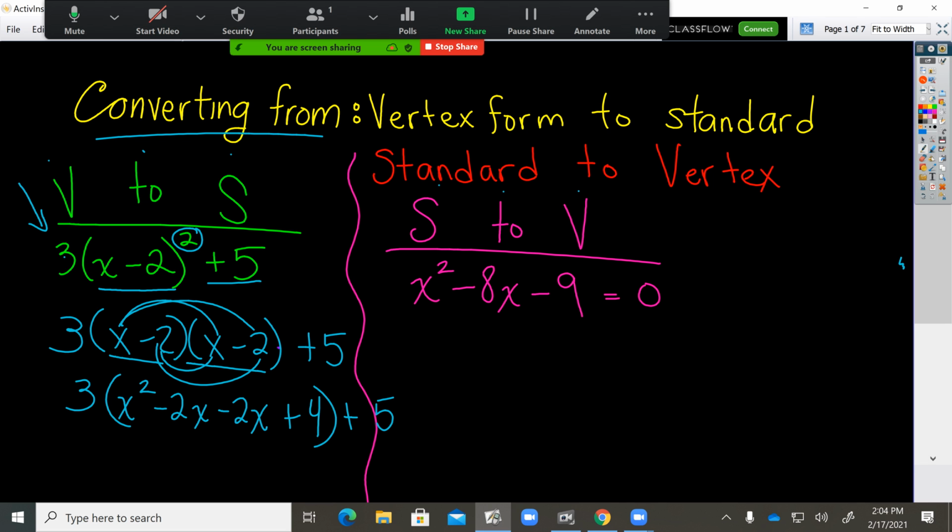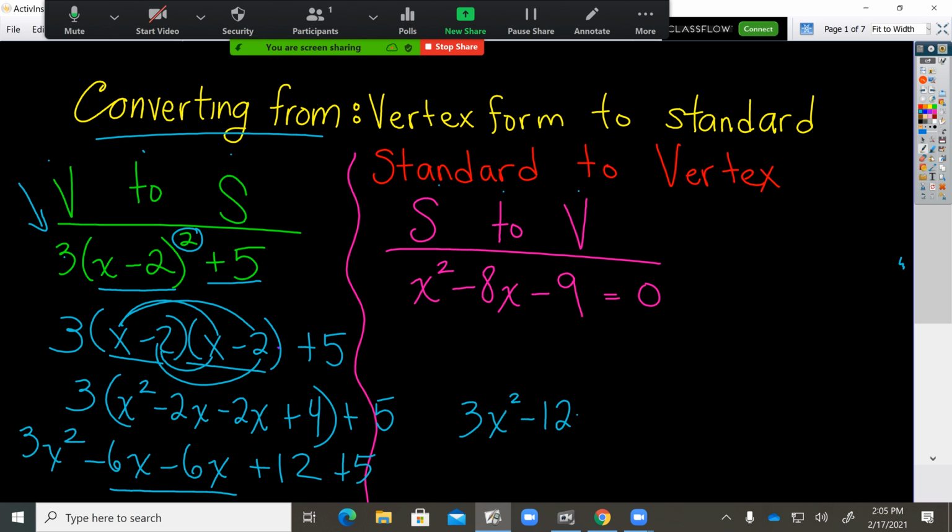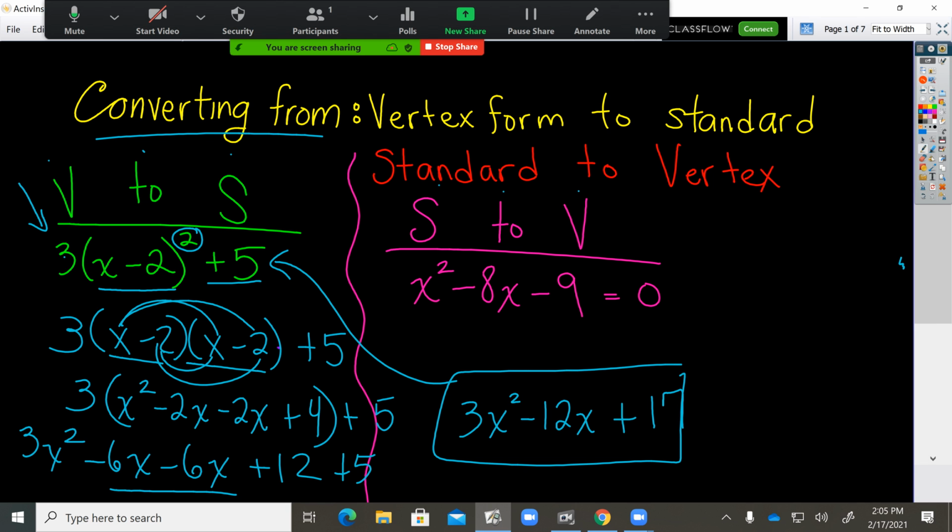So if I distribute the 3, I end up with 3x squared minus 6x minus 6x plus 12. Now we can bring down the plus 5. Now all we have to do is collect like terms, and we have this equation in standard form. So the like terms are negative 6x and negative 6x, which end up giving you negative 12x when put together. And then 12 plus 5 is positive 17. So this is that original equation, but written in standard form.